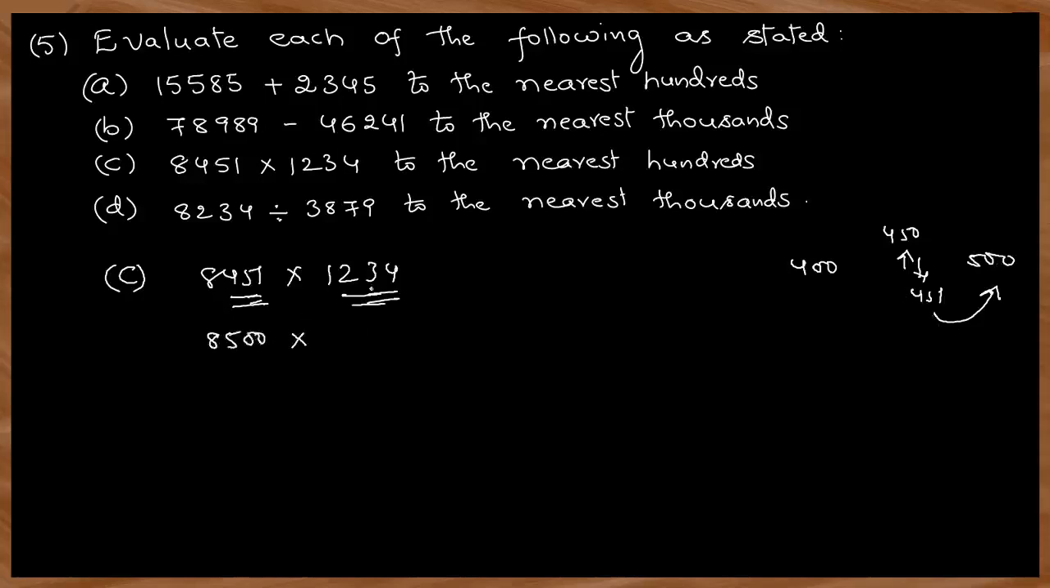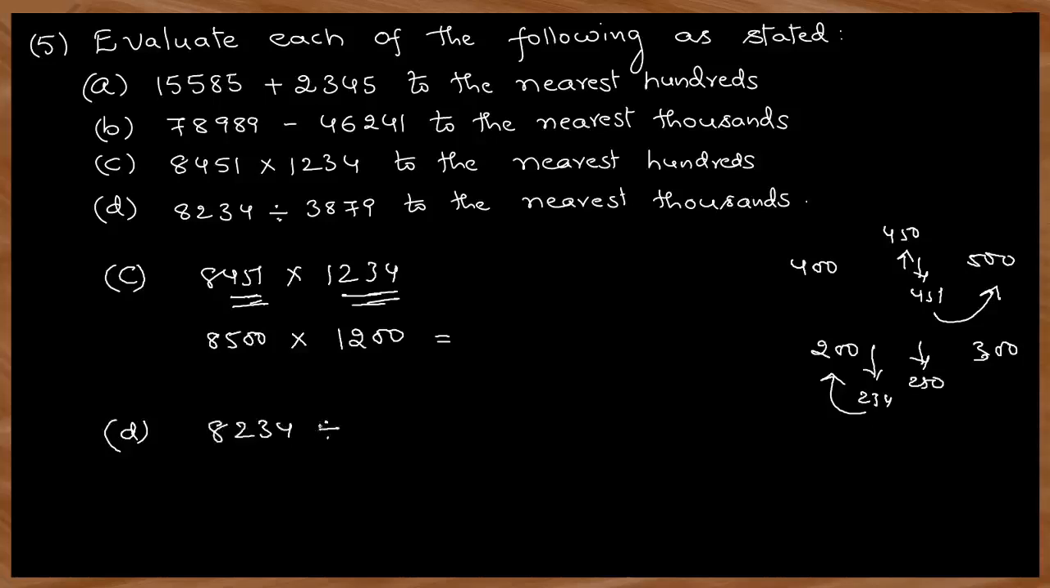So now you can write it as 8,500 into 1,234. You have to check it in between 200 to 300. The middle number is 250 and 234 lies here, which is nearer to the 200. So now you can write it as 1,200. Now you can multiply this. I am leaving the multiplication to you. Okay. So next D.